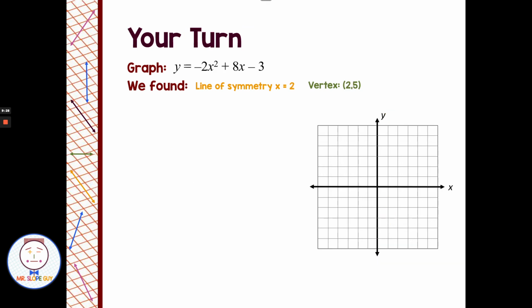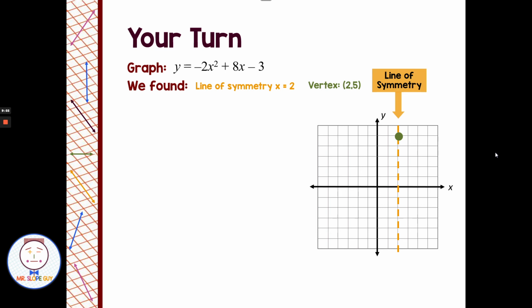All right, so you guys try this one on your own. We have a line of symmetry at 2, a vertex at 2, 5. So you're going to need to graph this, and you'll need some additional points from a t-table. All right, welcome back. So if I put on axis of symmetry at x equals 2, I'm going to draw my line of symmetry there, my vertex at 2, 5.